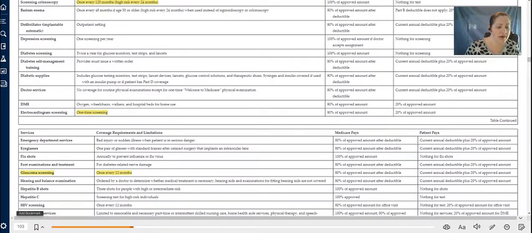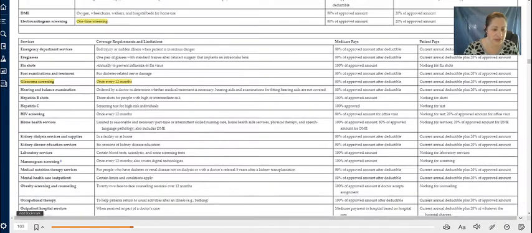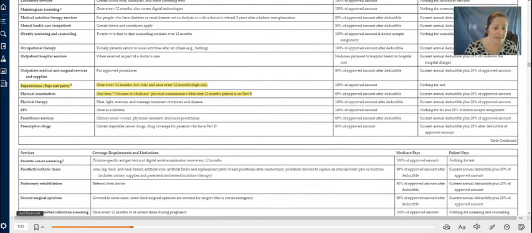An electrocardiogram, an EKG screening, which means no symptoms, they'll only pay it one time ever in your lifetime. Now, if you have symptoms, that's not a screening, and they'll pay it as many times as you need if you have symptoms. A glaucoma screening, again, once every year, because that's a common disease with elderly. Pap smears, once every 2 years if you're low risk, and once a year if you're high risk.